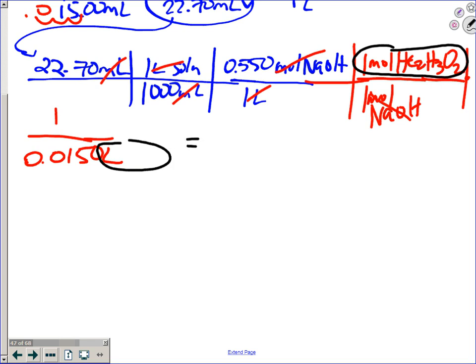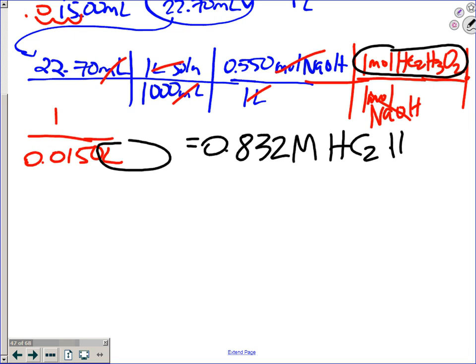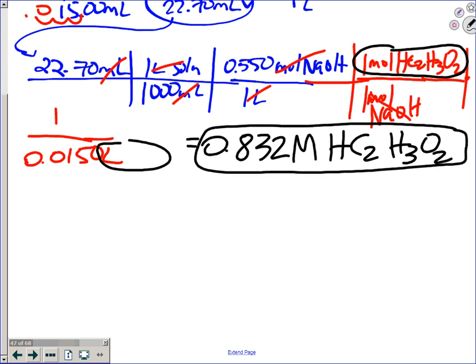So math, what's our answer? Point 832. 0.832 molar acetic acid. There we go. So it's just stoichiometry. It's a reaction in stoichiometry. It's actually no different than anything we've ever done. It's just the terminology, like analyte, titrant, equivalence point, titration. That's the only really new stuff, is the terminology.